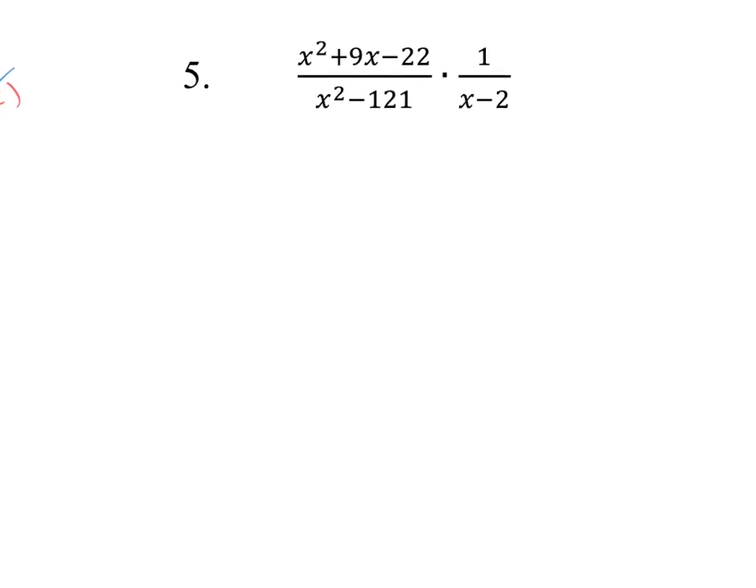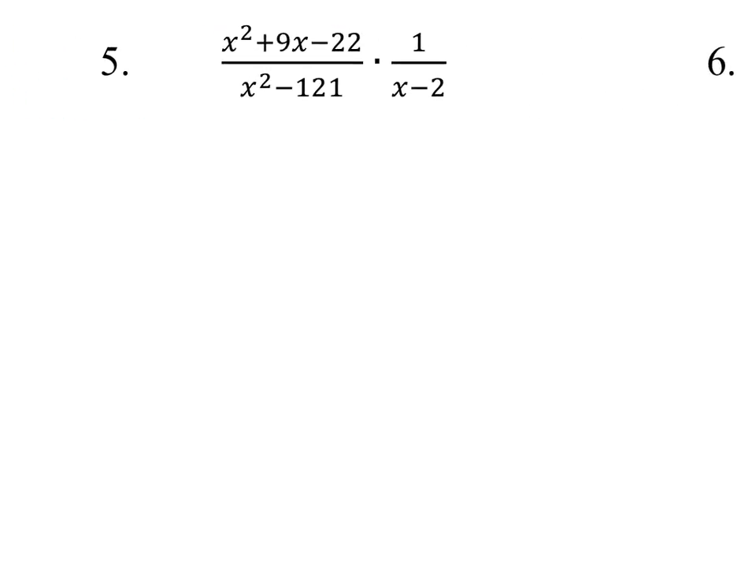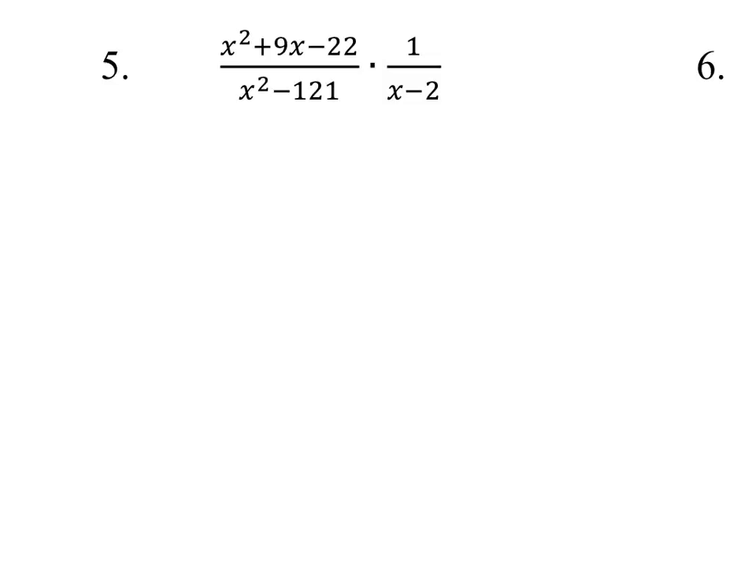Now on to example number 5. Now number 5 is not like number 4 because we do have multiplication taking place. So we have to realize that that's just our numerators and then our denominators when we multiply them by each other. So when we multiply our 2 numerators, we'll get x squared plus 9x minus 22 times 1, but anything times 1 is just itself. And if we multiply our denominators, we'll get x squared minus 121 times x minus 2.